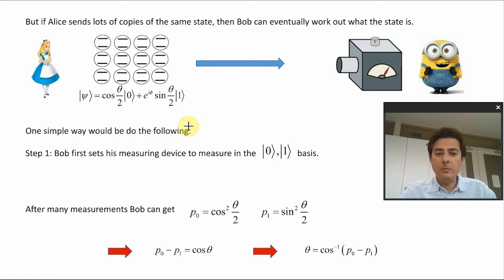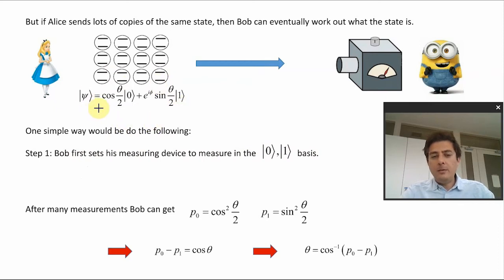Basically this is a simplified way of working it out, and it only works if all these states are perfectly prepared. But suppose Alice has lots of copies of this, and they're all exactly in the same state, and Bob gets them one by one. So what Bob might first do is set his measuring device to measure in this 0, 1 basis.